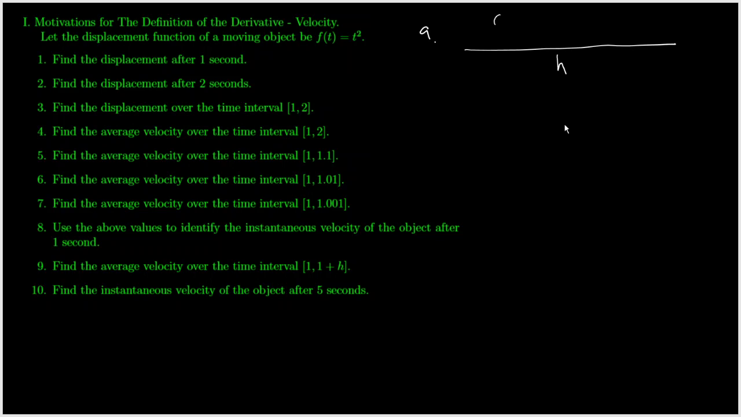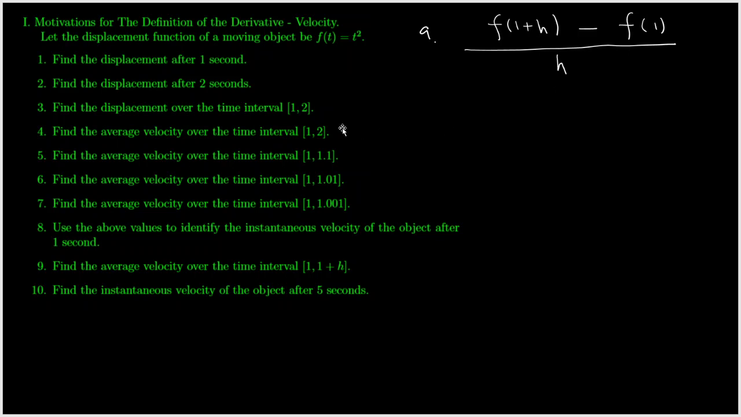The distance traveled after 1 plus h seconds is given by the value of the function at 1 plus h. So that makes sense. And then the distance traveled after 1 second is the same thing. It's the value of the function at 1. And then the distance traveled over the time interval is the difference between these two numbers.